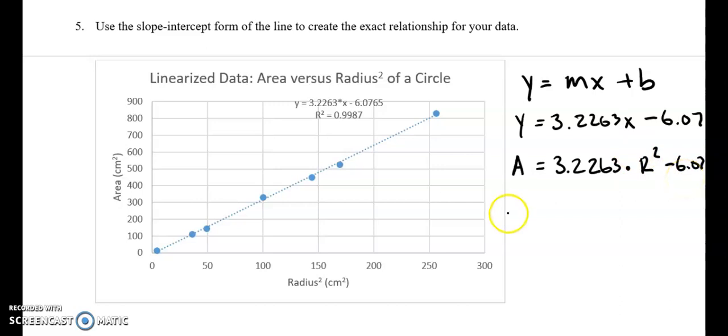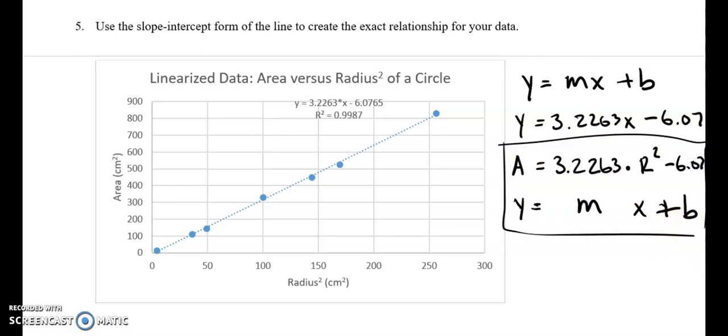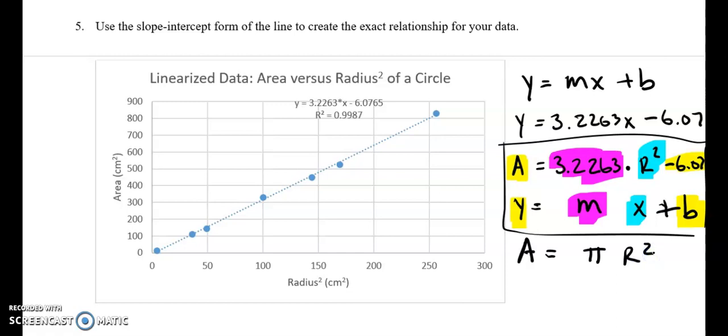So let's compare this to our linear equation, y equals mx plus b. We know our b value in this case was negative 6.07. So not exactly what we wanted. 0 is really what it should be, but that's pretty close to 0. The area is our y variable. R squared is our x variable. And our slope is 3.263. So we know our general form for a circle is area equals pi r squared. Let me rewrite all this and highlight it the same color.